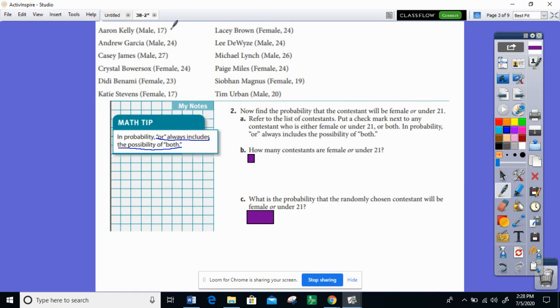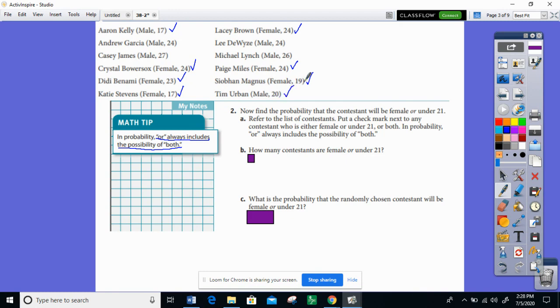So Aaron gets a check mark because even though he's not a female, he's under 21. Andrew does not get a check mark. Casey does not get a check mark. Crystal gets a check mark because she's female. Dee Dee gets a check mark because she's female. Katie is only going to get one check mark even though she's both female and she's also under 21. Lacey gets a check mark. She's a female. These are males and they're over 21, so they do not get check marks. Paige is a female, so is Shaban. Tim is not a female, but he's under 21, so we're going to put a check mark by him.